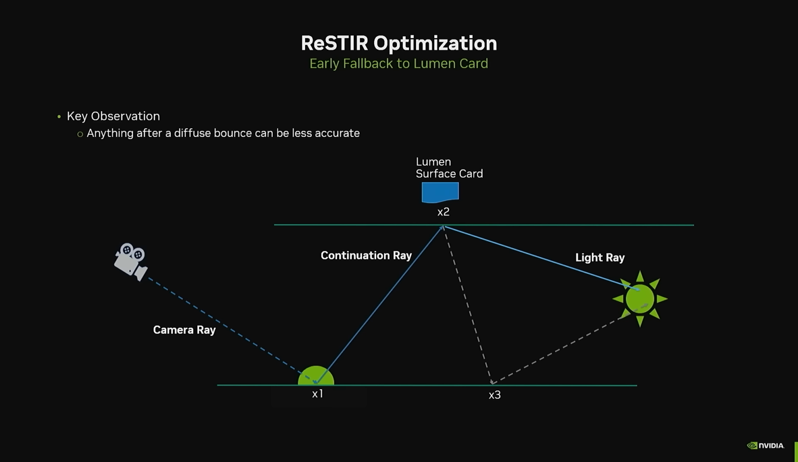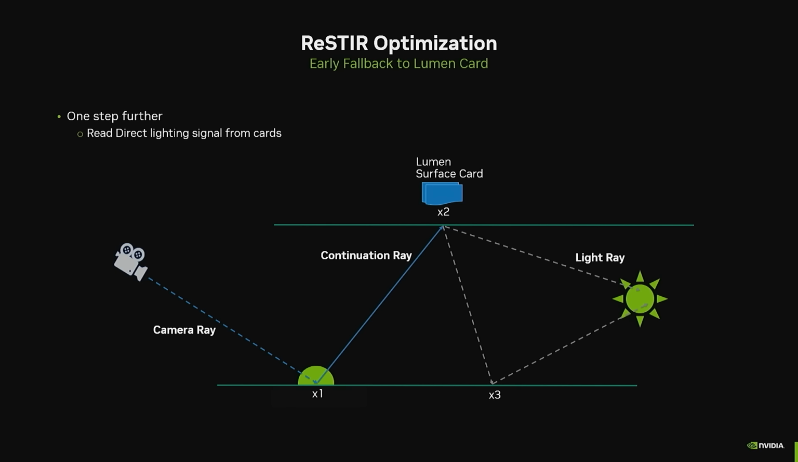However, this year, we made one key observation: after a diffuse bounce, we have more tolerance against accuracy loss. Rather than reading the Lumen surface card at the last bounce, we choose to read the Lumen surface card immediately after a diffuse bounce. This allows us to save quite some budget here.